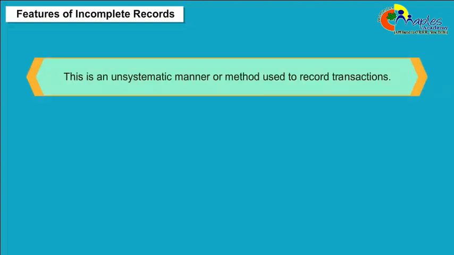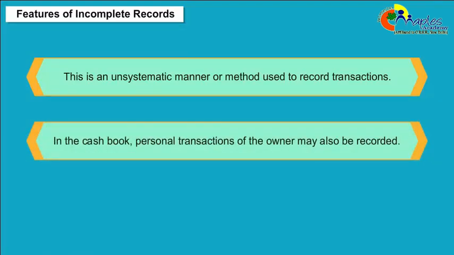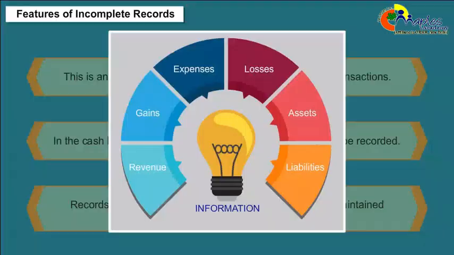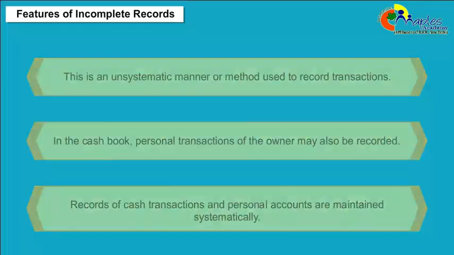This is an unsystematic manner or method used to record transactions. In the cash book, personal transactions of the owner may also be recorded. Records of cash transactions and personal accounts are maintained systematically. However, no proper information is available regarding revenue, gains, expenses, losses, assets and liabilities.